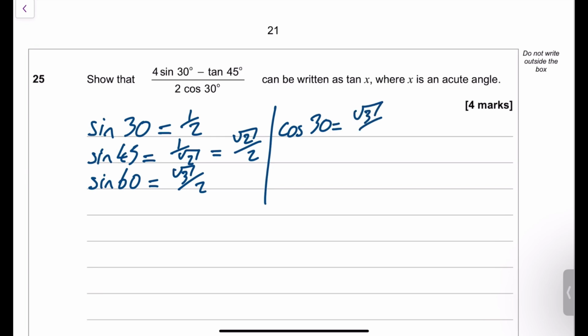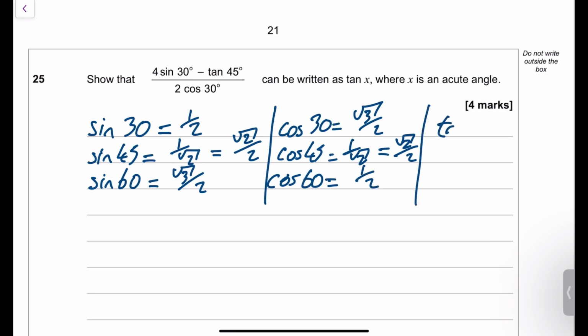Cos then they're the reverse, so it's root 3 over 2. Then cos of 45, again, is 1 over root 2, or you could write it as root 2 over 2. And then cos of 60 is going to be equal to a half. From that then, your tan, you get from dividing the sine by the cos, so half divided by root 3 over 2, that's going to be 1 over root 3. And that's tan of 30.